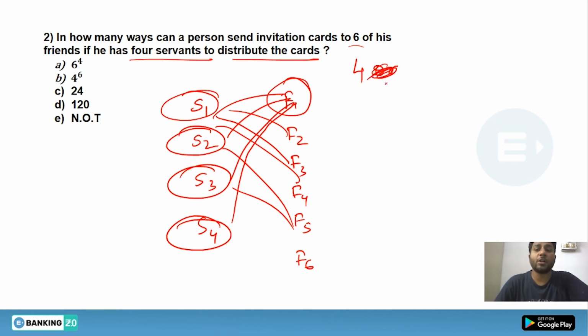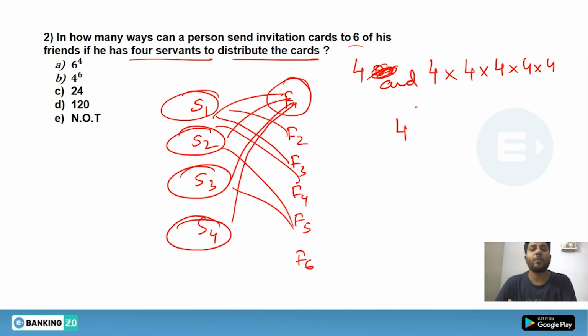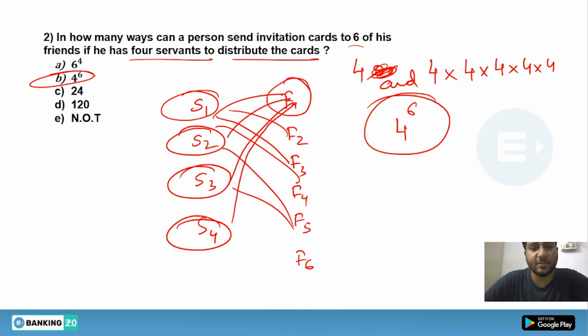You can say not 'or' but 'and', because all the 6 friends have to be invited. So the second friend will also relate with the same possibility, third will also, fourth, fifth and sixth. That means all the 6 friends will have 4 possibilities. That means 4 to the power 6 would be the correct answer.